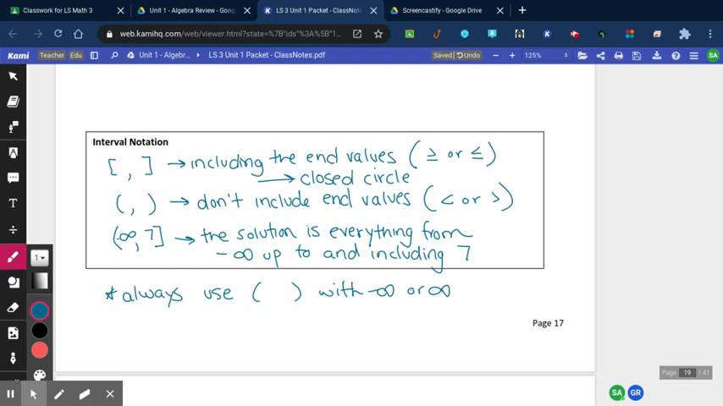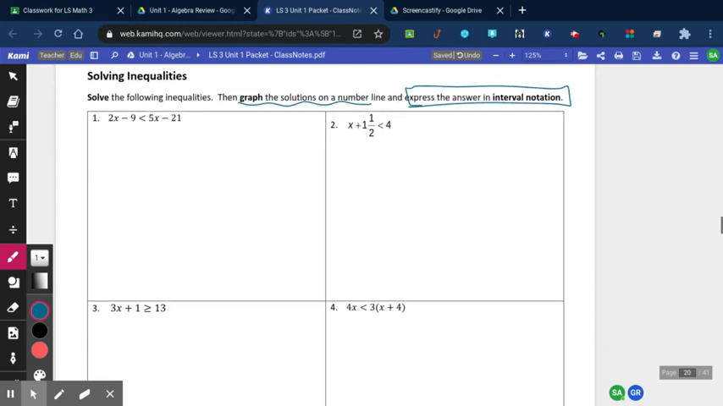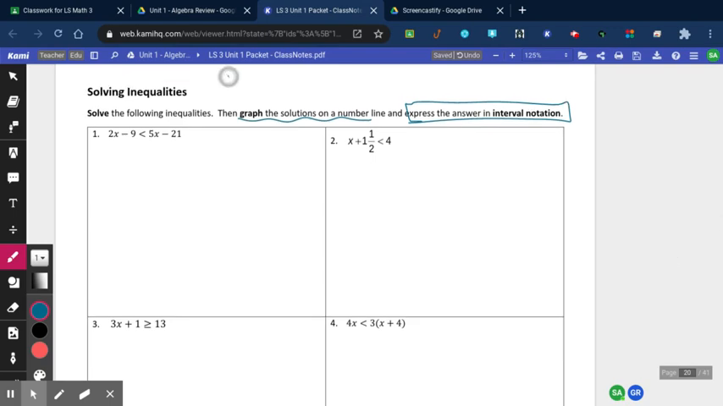Now, this will probably make a little more sense when I actually throw some numbers in there. So let's look at some problems. So solving inequalities, I'm going to go through 2 examples with you guys, okay? Should be review. Now, when we think about an inequality, our first step is still just to get x by itself, right? So it's no different than an equation.